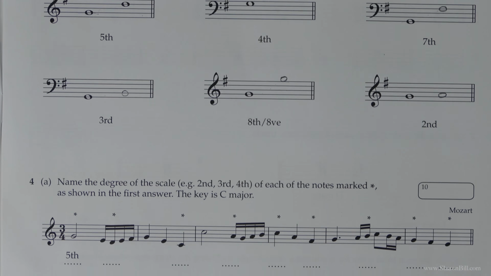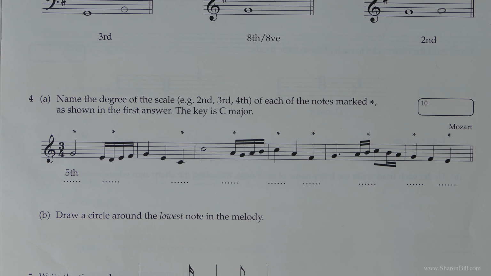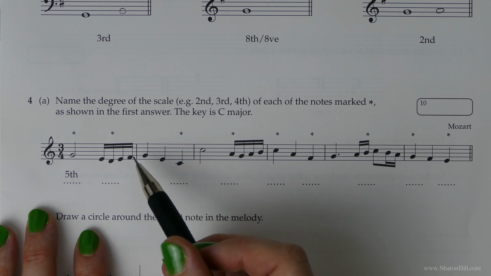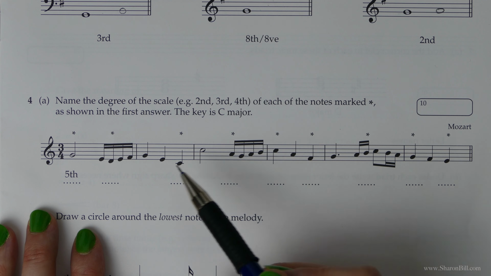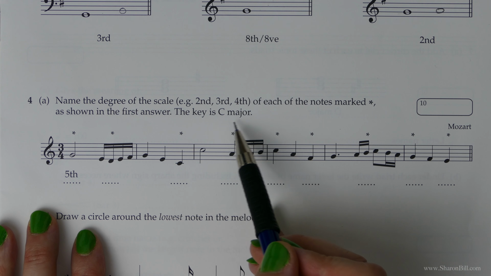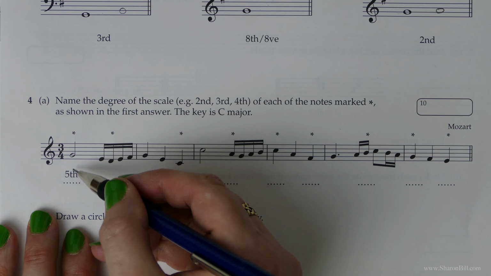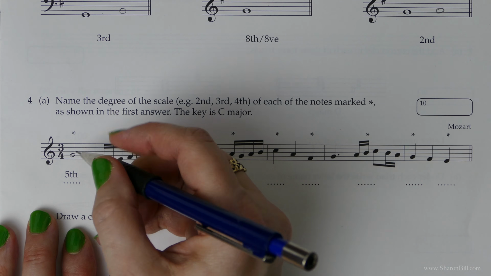And the next question is of a similar subject. We're still counting degrees of the scale, only this time they've given us the notes in the form of a melody and we've just got to name the intervals or name the degree of the scale. We're in C major, so we're always counting from C. Remember, we're in the treble clef, and so they've given us a starting point, so by all means make use of that.